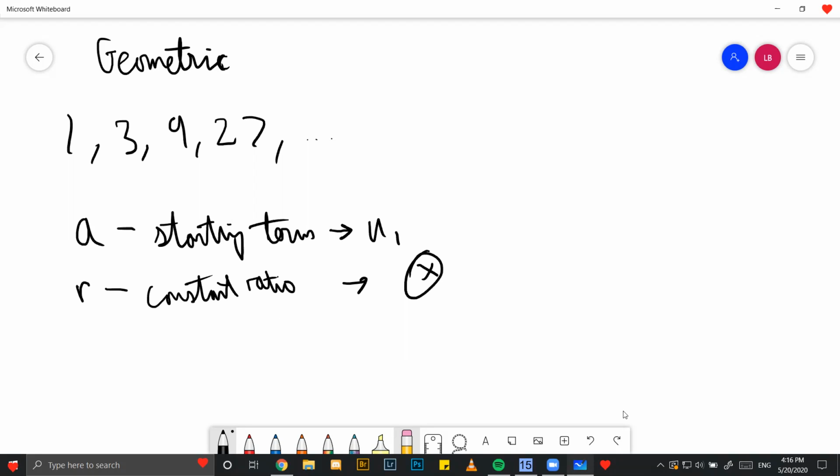Algebraically speaking, we can denote this in the same way as we did before. If we start with a, our next term is going to be a times r, ar.